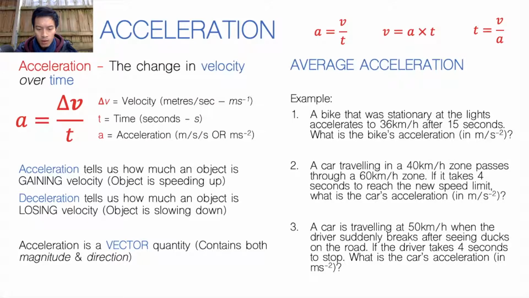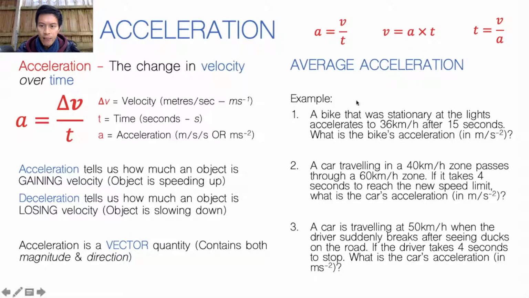All right, let's take a look at the first question. A bike was stationary at the lights and accelerates to 36 kilometers per hour after 15 seconds. What is the bike's acceleration?